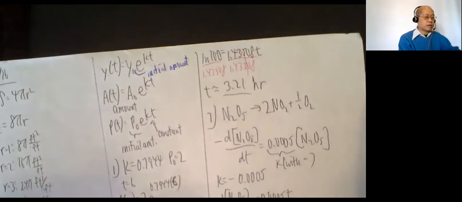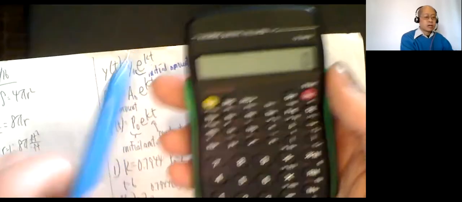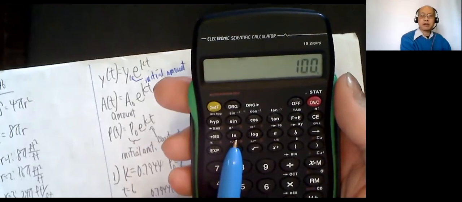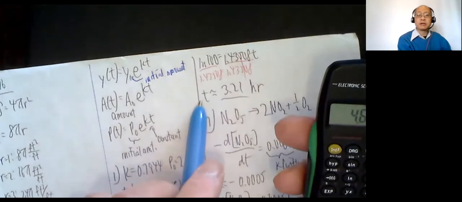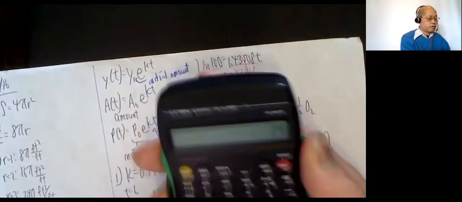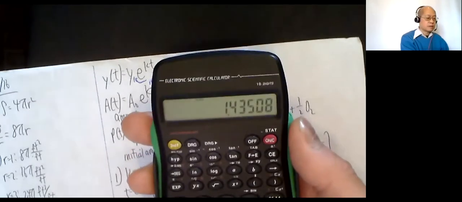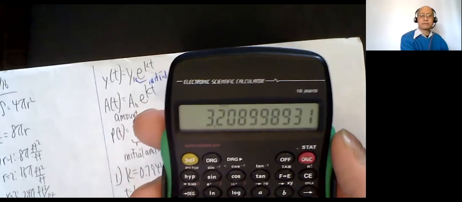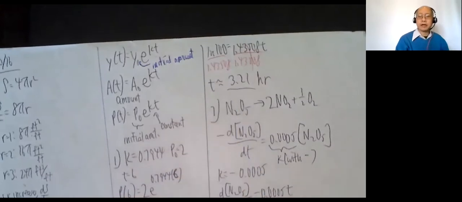Okay, and I'll try it on a backward calculator type. So you folks that have a regular scientific calculator, ln 100, you'd have to go 100 first, and then ln, my ln button is over here, it looks like. And then I'm supposed to divide it by 1.43508, equals 3.2089, which rounds off to 3.21. So 3.21 hours. So there's my answer.